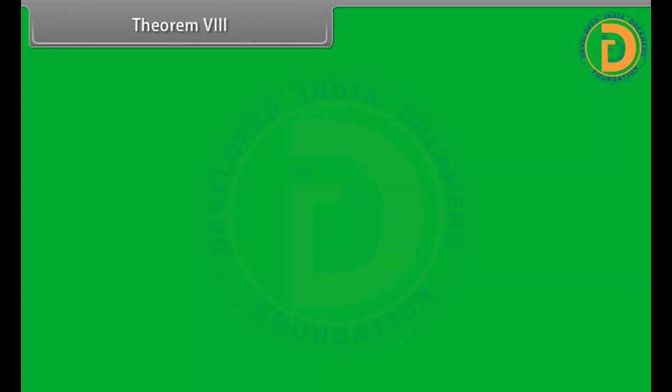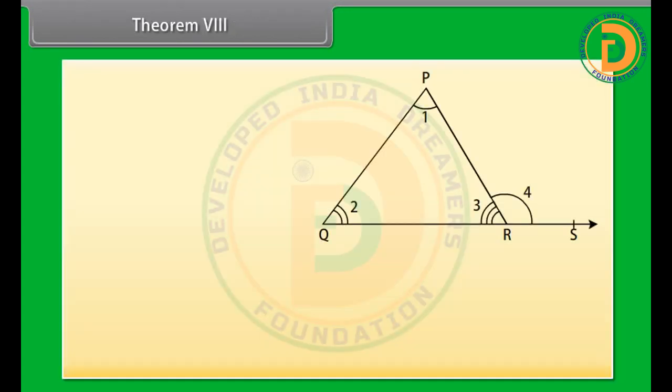Theorem 8. Do you remember about the exterior angle of a triangle? Look at this figure. Here side QR is produced to point S. Angle PRS is called an exterior angle of triangle PQR. Is angle 3 plus angle 4 is 180 degree? Yes. Angle 3 plus angle 4 is 180 degree because these are linear pair angles.